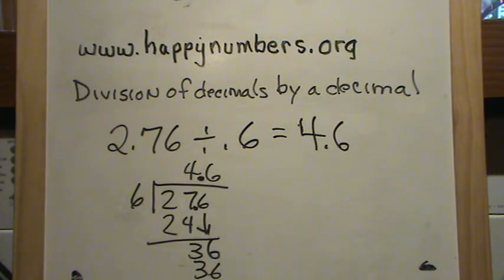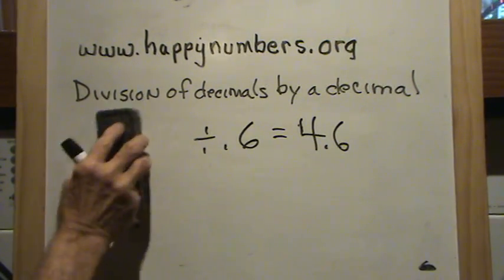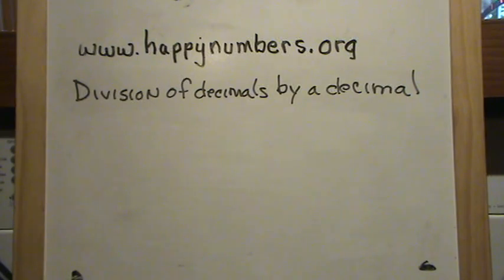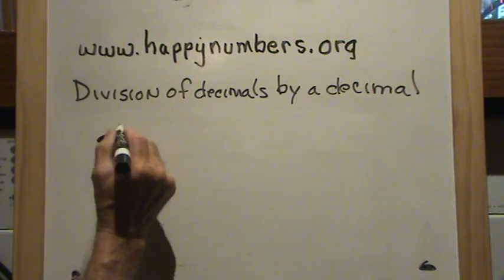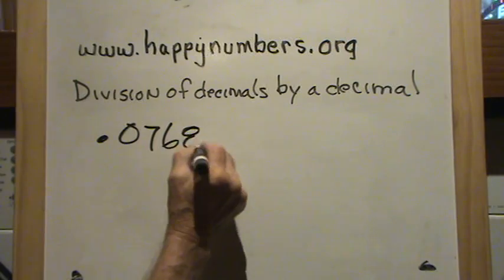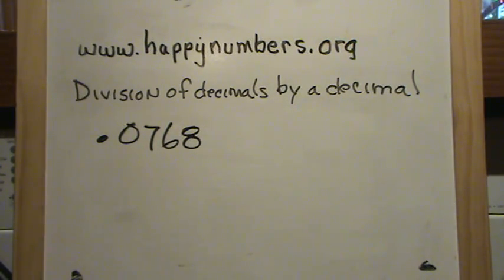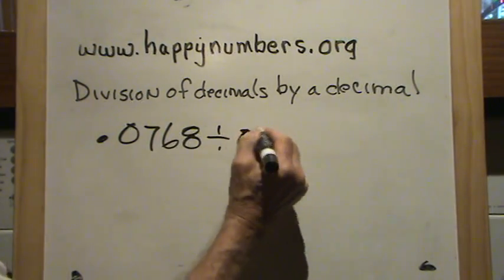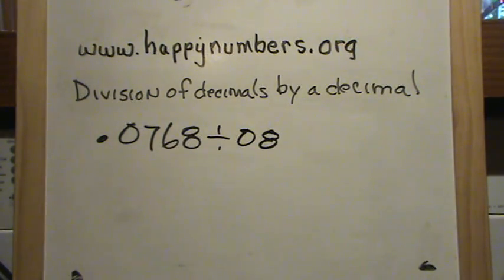Good. Well, I think we're going to have time for one more. Let's give you a fancy one here. 768 10,000ths divided by 8/10. Okay, put it on pause, work the problem, and then turn it back on again.